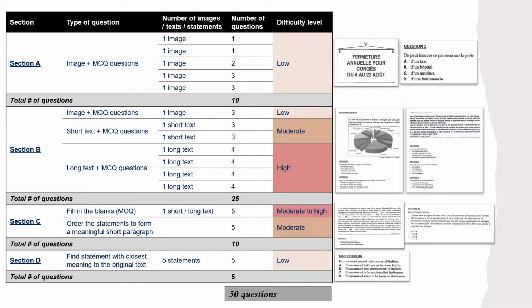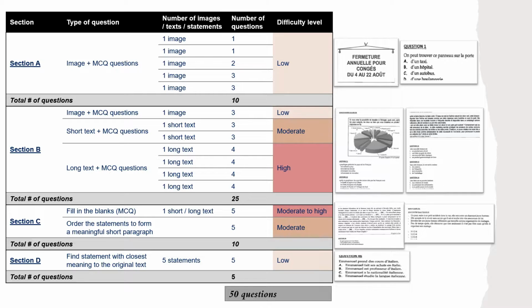Now the next set of questions is ordering the statements to form a meaningful short paragraph. As you can see here, there would be 4 options with 4 phrases and some order would be provided in the options. You have to rearrange all of these 4 phrases to form a meaningful paragraph. After reading these phrases, you have to decide whether their order should be 3, 1, 2, 4, or 1, 3, 2, 4, etc. In terms of difficulty level, I feel this is moderate.